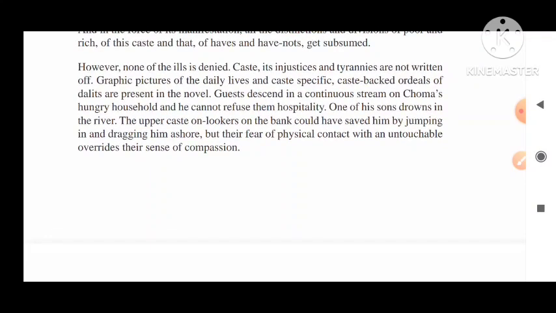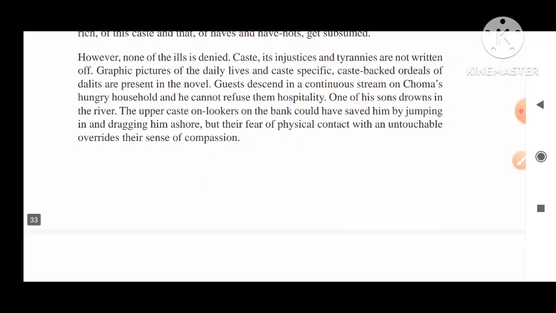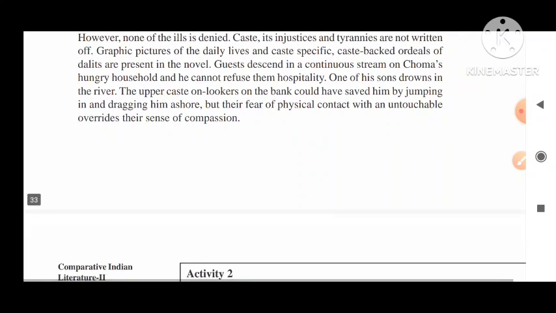Caste, its injustice and tyrannies are not written off. Graphic pictures of the daily lives and caste-specific, caste-backed ordeals of Dalits are present in the novel. Guests descend in a continuous stream on Choma's hungry household, and he cannot refuse them hospitality.